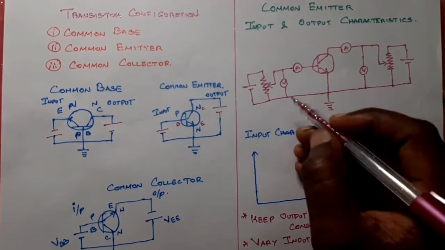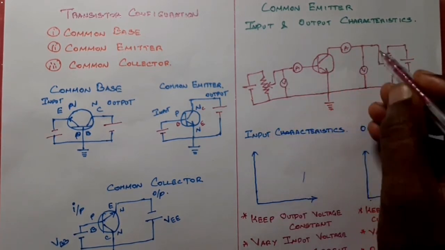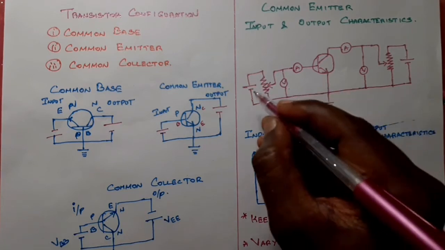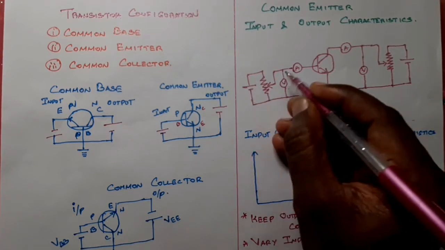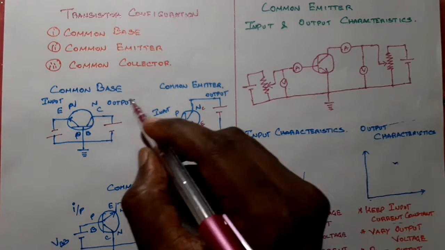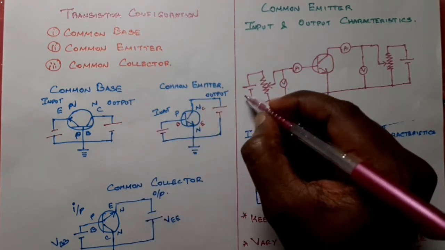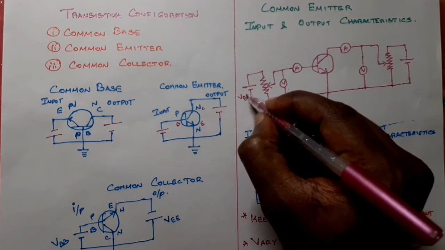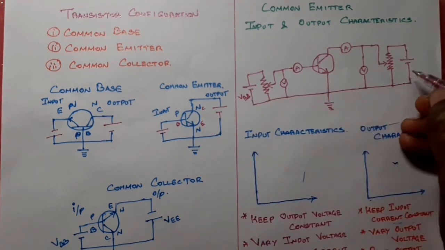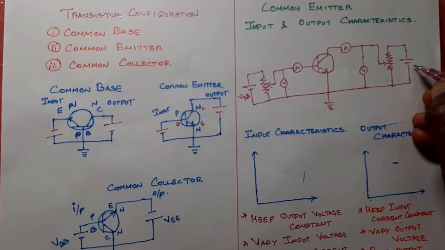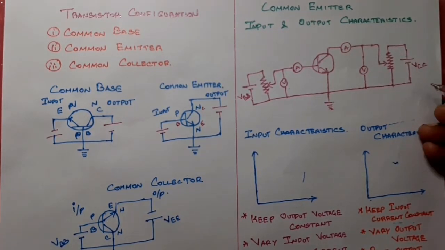Now we have to write the parameters for each area here. This one is the voltage supplied in the base region, the input side. What is the input side? Base for a common emitter. So I am writing this as VBB. Output side, this voltage source, is on the collector side. So this is VCC. Okay, we know that.